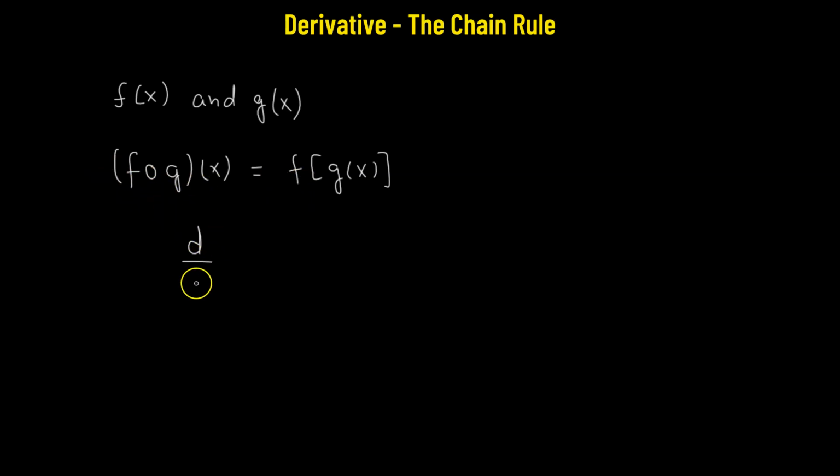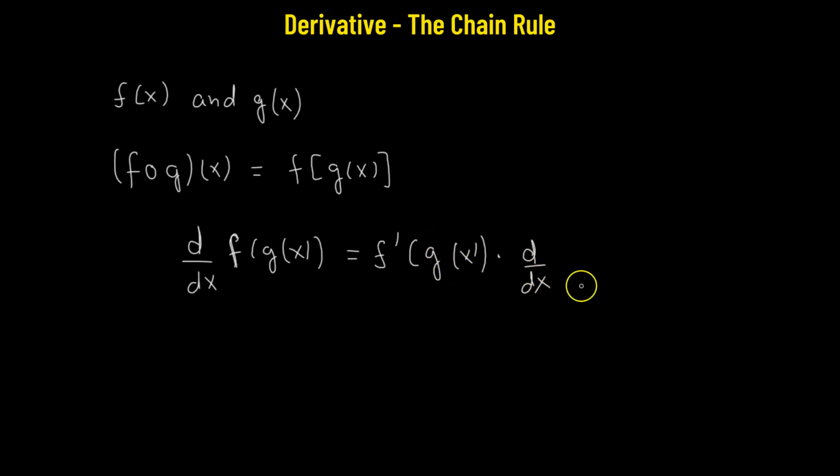When we take the derivative of this composition function, we start with the first function, or the function f. Then we use the method of derivative to find f prime of g of x, and then multiply it by the derivative of the inner function, which is g prime of x. So this is referred to as the chain rule.